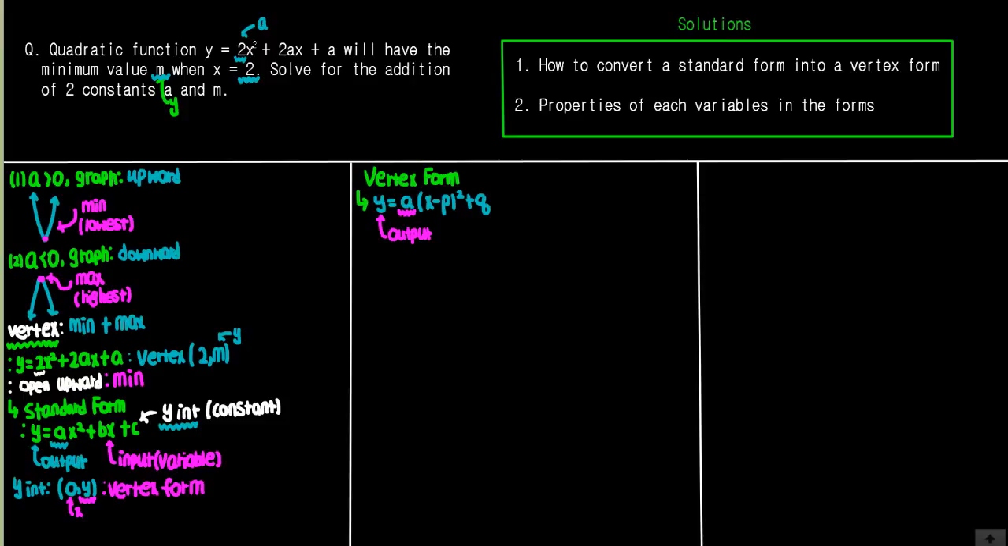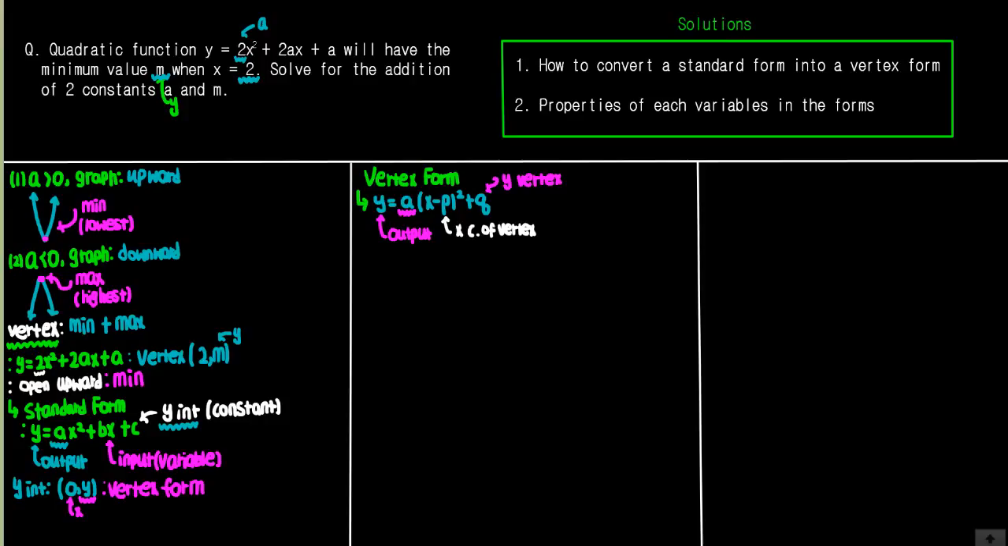And now let's think about what p is. The p here is going to be the x coordinate of the vertex. Now let's think about what the q value is in our vertex form. The q value is going to be the y coordinate of the vertex, unlike the p. So this is what the usual vertex form is.